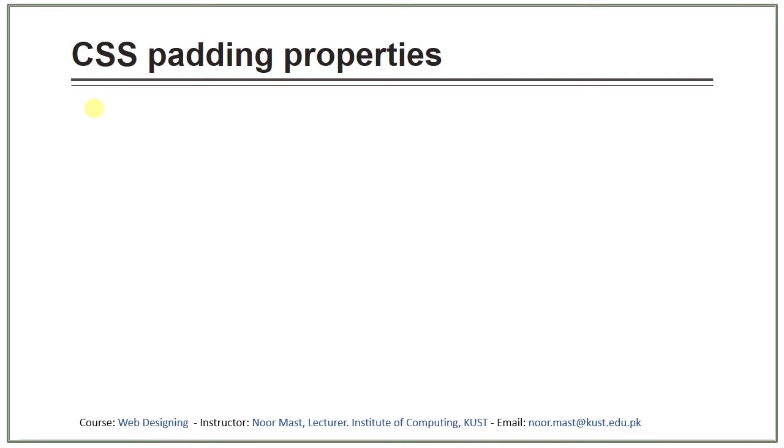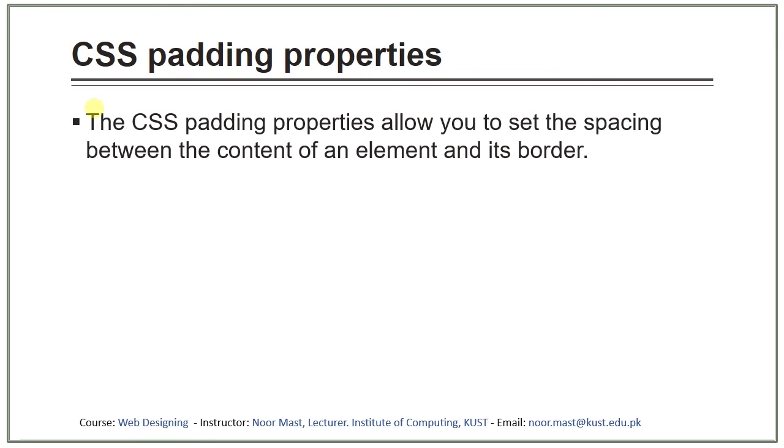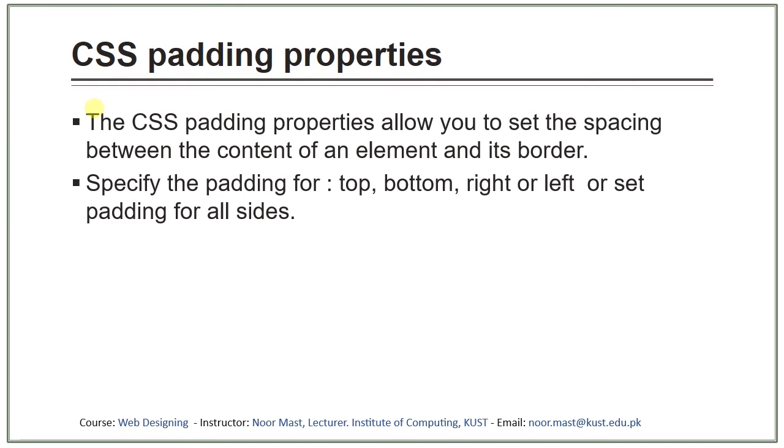CSS Padding Properties. The CSS Padding Properties allow you to set the spacing between the contents of an element and its border area. You can specify the padding for any specific side of an element, such as to apply padding at top, bottom, right, or left side only, or you can apply the padding for all sides of an element.